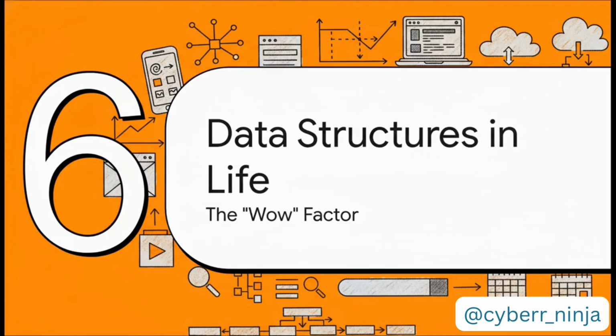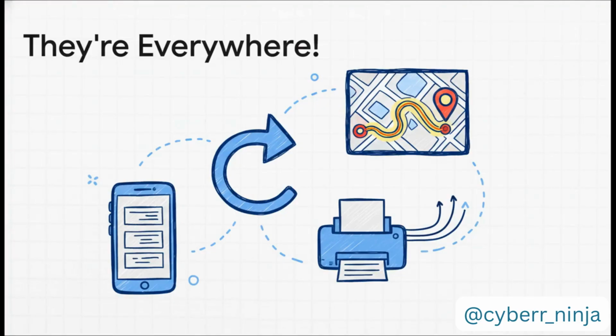So now we've covered the what and the why. Let's get to the really fun part, connecting all these abstract ideas to the tech you use every single day. I think you're going to be surprised by how many of these you already know. Seriously, they are everywhere. When Google Maps finds you the fastest route, that's a graph at work. When your keyboard suggests the next word as you type, it's searching a tree of possibilities.